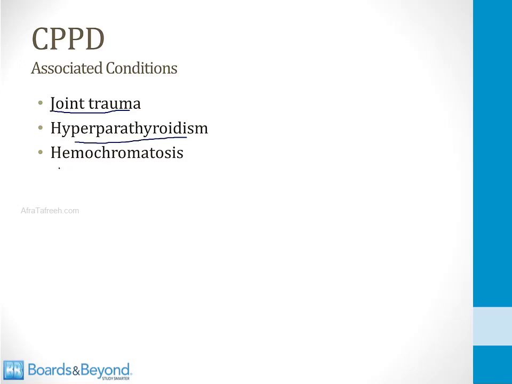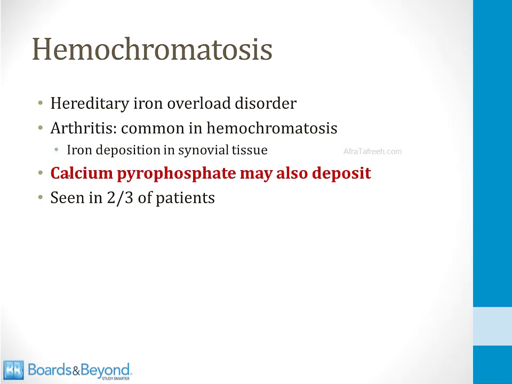And then finally, hemochromatosis is strongly associated with CPPD, and this is a little bit confusing, so let's talk about this now. In the GI section, I have a video on hemochromatosis, and in that video, I talk about how there is a hereditary form of this disorder where patients develop iron overload in a number of tissue beds. And in that video, I mentioned that arthritis is common in hemochromatosis, and that's because iron deposits in synovial tissue. If you ever meet a patient with hereditary hemochromatosis, you will find that one of their main complaints is that their joints ache.